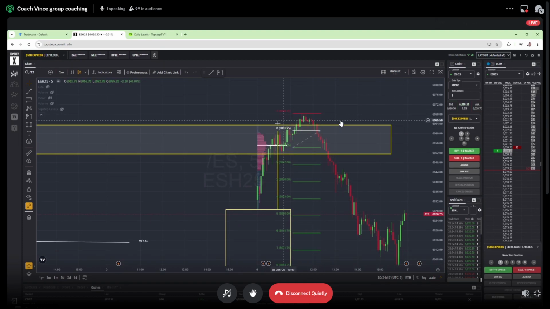This is called a failed upside auction. We break out of the initial balance, we fail, we rotate back into the range, and then we sell off for the rest of the day. Or sometimes we just want to ride it to the center of the range.